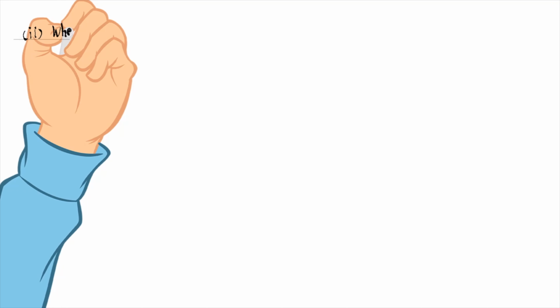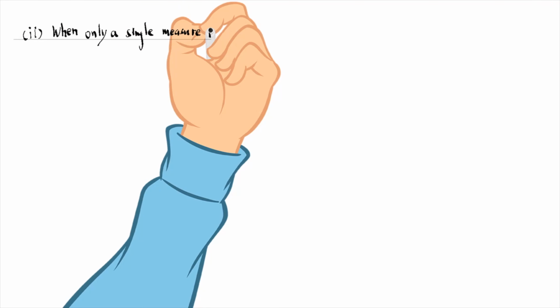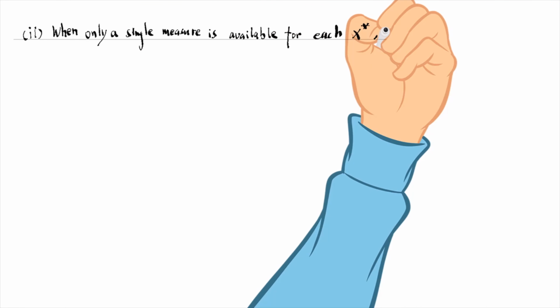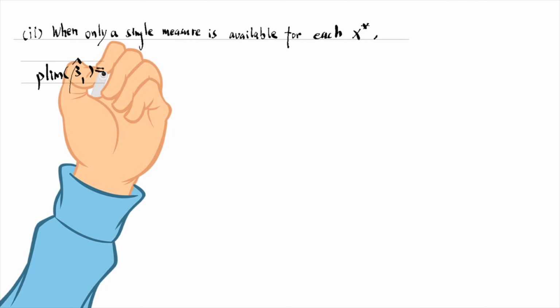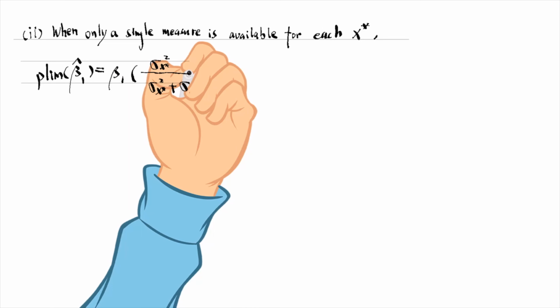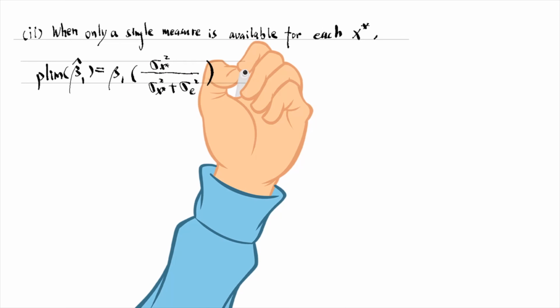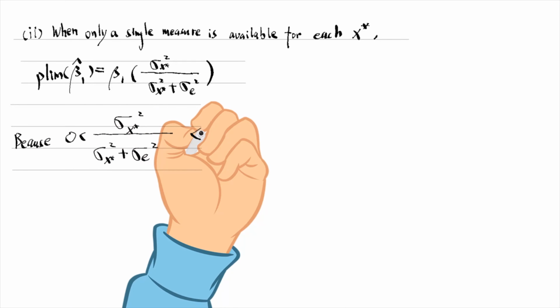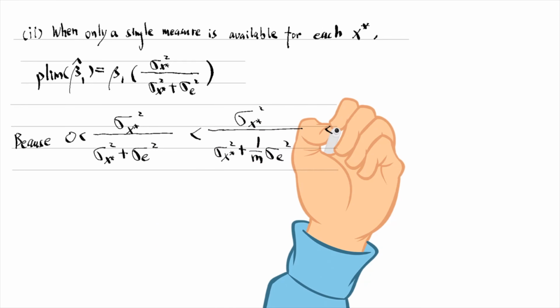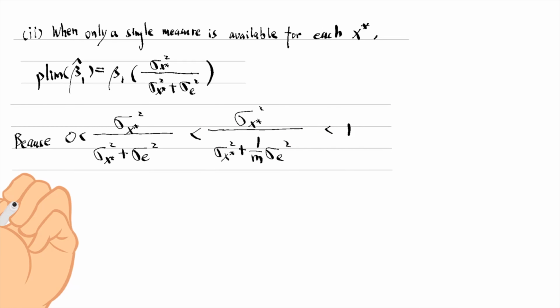For part 2, we compare the probability limits of the two estimators. When only a single measure is available for each x star, the inconsistency formula for beta 1 hat is as follows in the textbook. We can show that beta 1 bar is closer to the true parameter beta 1 than beta 1 hat.